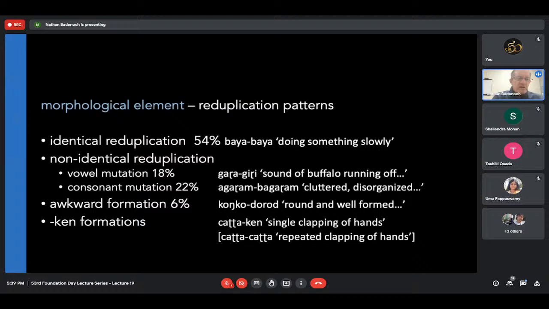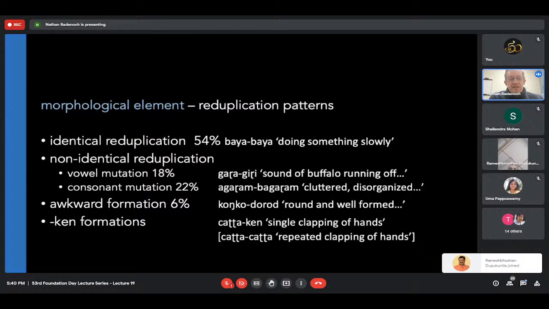Ken is a tense aspect mood marker that functions in the verbal morphology of Mundari. You have things such as chatta ken, which is a single clapping of hands. It's interesting because these seem to be derived from the more typical two-element expressives such as chatta chatta, which is repeated clapping of the hands.